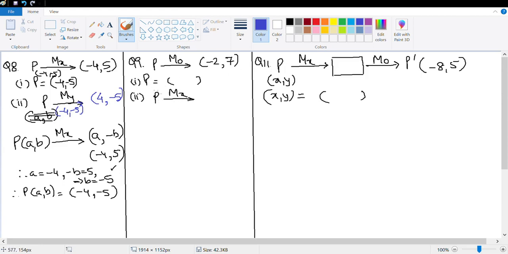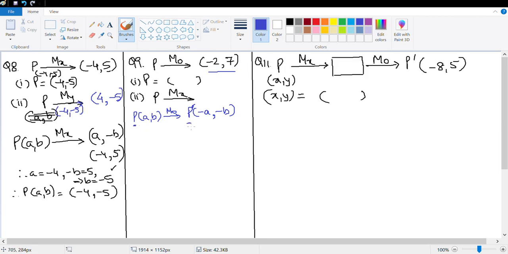Question 9 says a point is reflected in the origin and the coordinates of the image are (-2, 7). Again, let P be equal to (A, B). When I do Mo, what I get is P' with (-A, -B), because the sign changes. Let's call this P dash. You should give it a separate name.